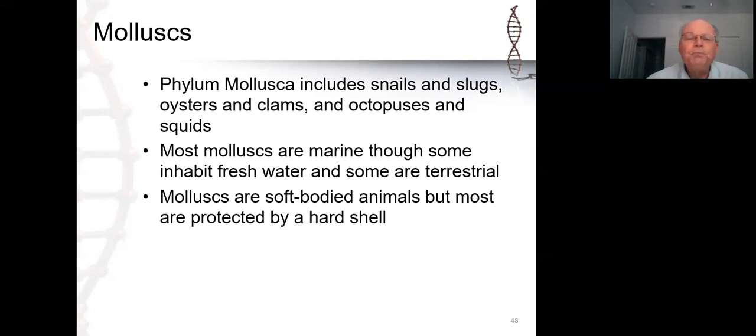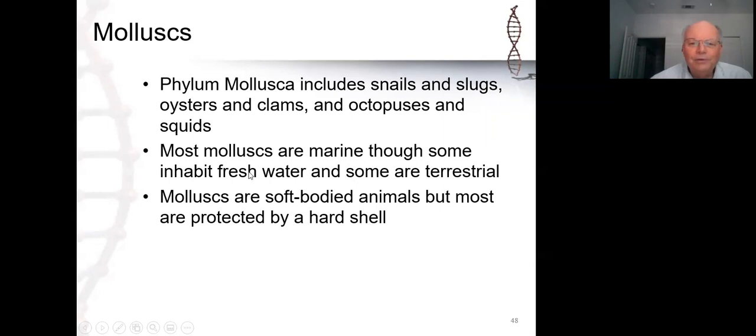It's octopuses and squids. So the vast majority of these are marine, but there are freshwater mussels that we'll talk about, because there are certainly freshwater mussels that create pearls, just like the marine oysters do. And also because there are snails and slugs that occupy terrestrial habitats as well.